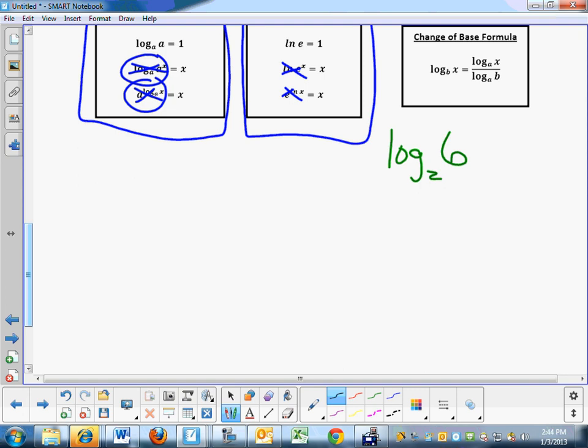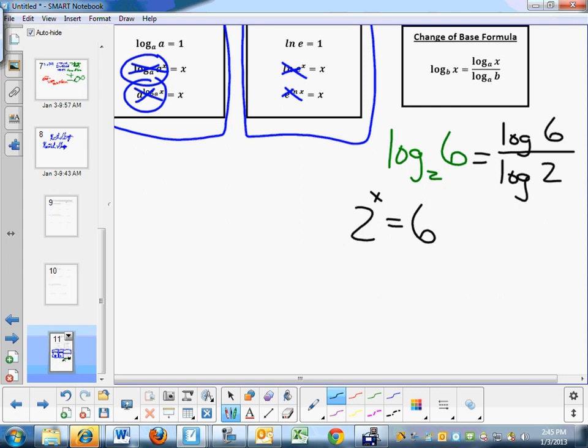But if you want to evaluate log base 2 of 6, that means 2 to what power is equal to 6? Well, I know it's more than 2, and I know it's less than 3, but what is it exactly? The way that we evaluate that is we use this formula. You take the log with any base, so we would choose 10 or e, of that number divided by the log with the same base of the bottom number. That's all we do. So if you go back to your notes, we'll do those 3 problems.